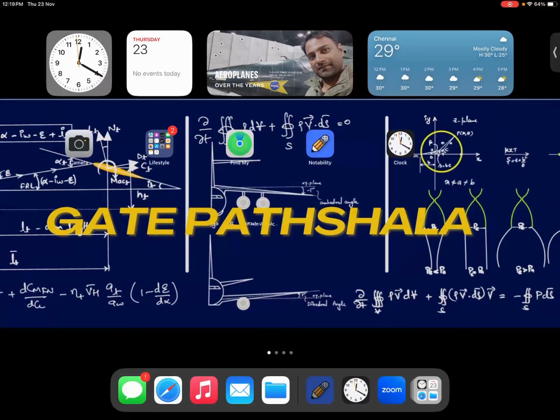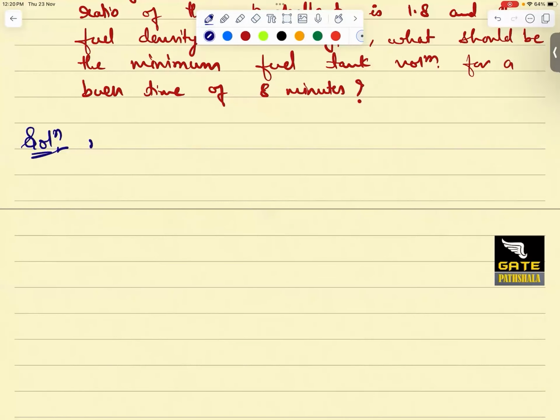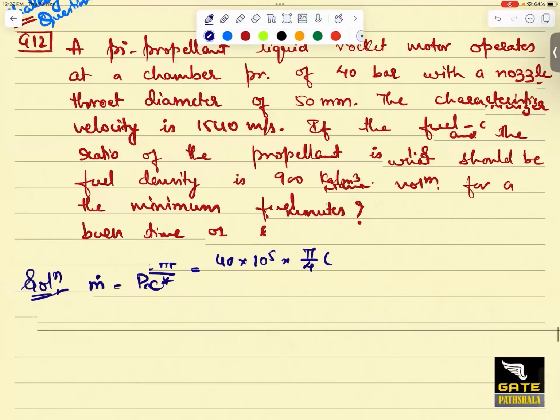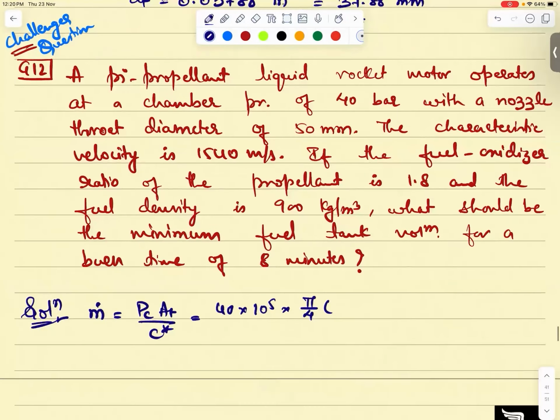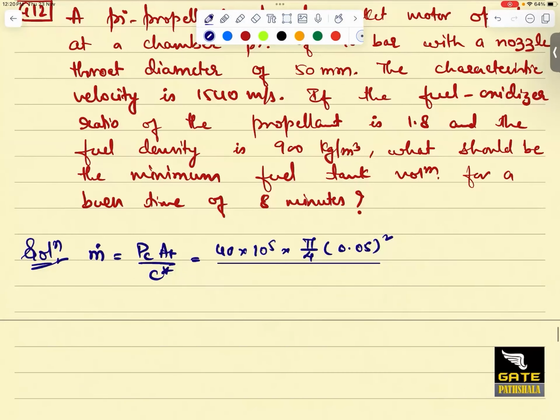Okay, I'll do this. See, what is m dot? PC AT upon C star. Give me this value. Combustion chamber pressure is 40 bar. What is the value of diameter of the throat? 50 mm, that is 0.05 meters, divided by C star value, which is 1540. You will get this as 5.097 kg per second.